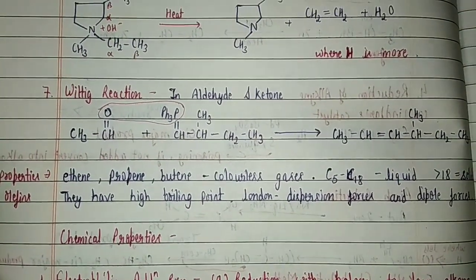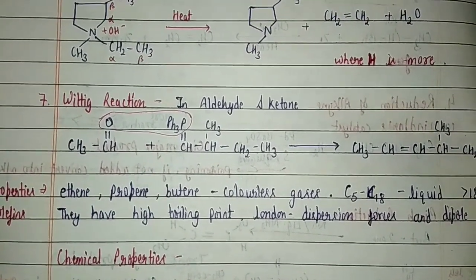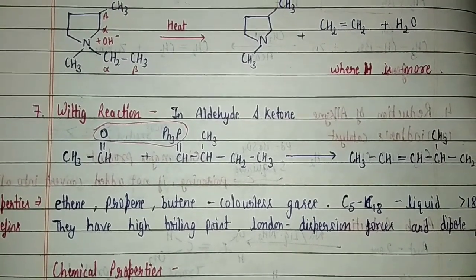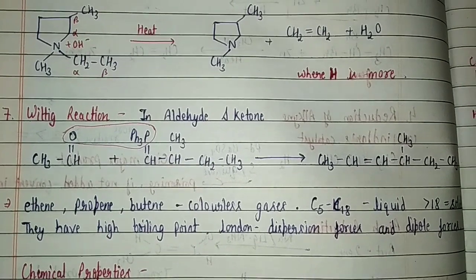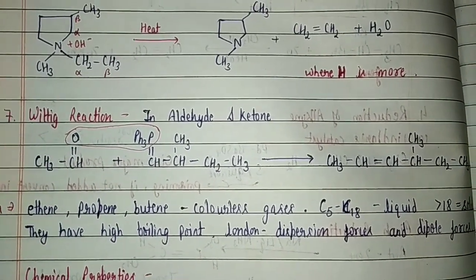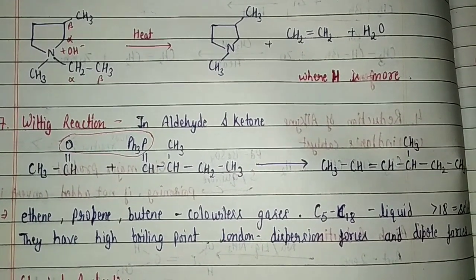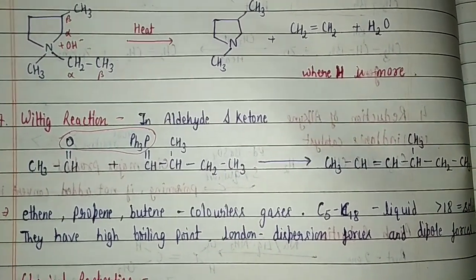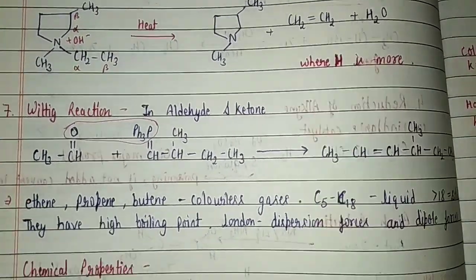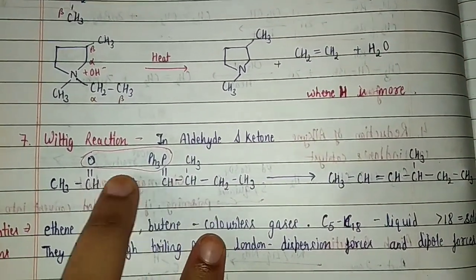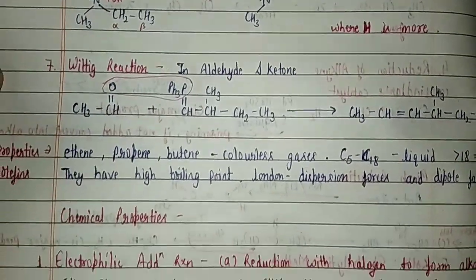Now the Wittig reaction. In Wittig reaction, the aldehyde is there and we have a phosphine group. The phosphorus oxygen bond is very strong. The phosphorus oxygen bond forms the Ph3P=O molecule, and the carbon further gets attached with this carbon atom to form this double bond.